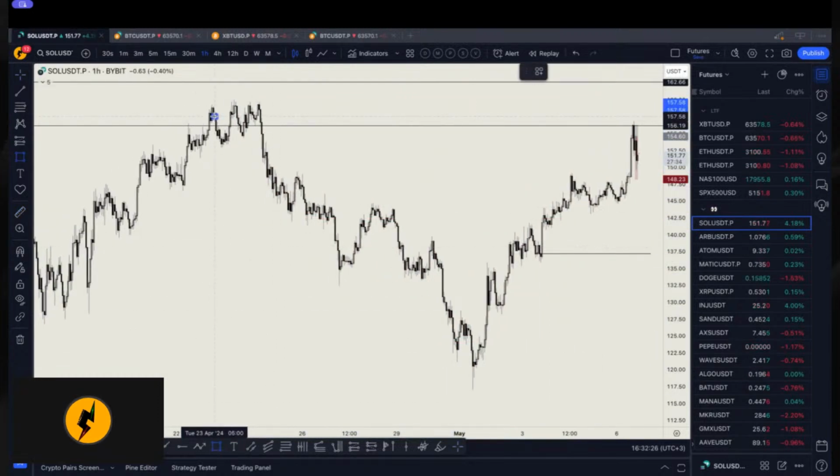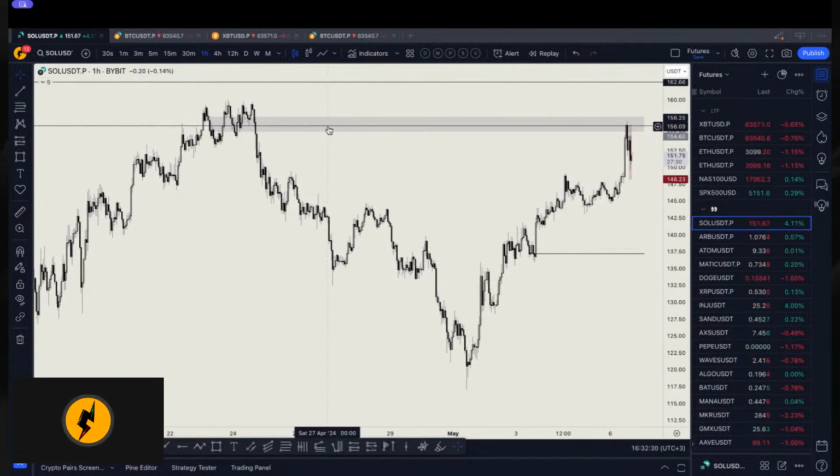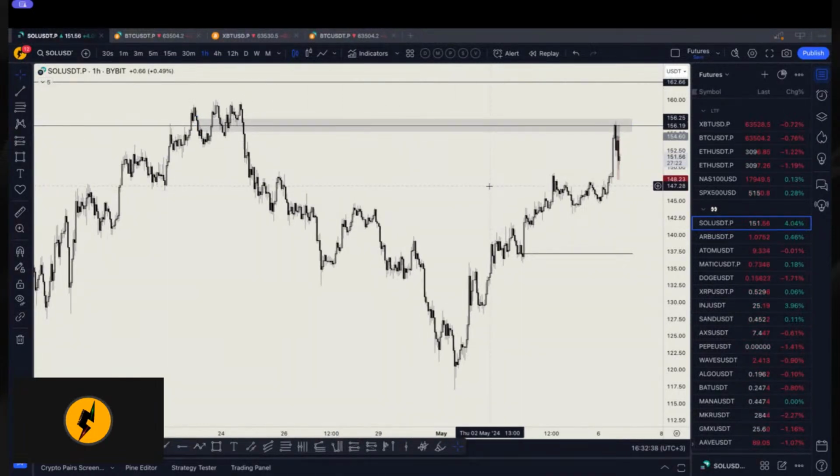So this is a hugely liquid level, right? So a lot of people are interested. And another thing about this range, when I opened up the Sol chart today, I noticed that we haven't had a retest of this level. Okay, so another reason that this range is important for us is this one.